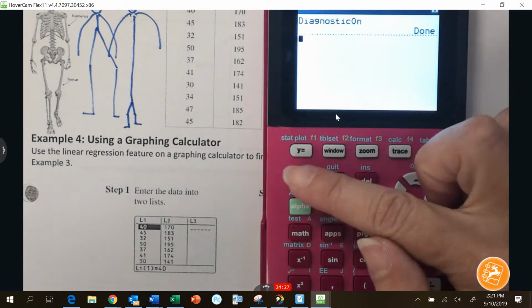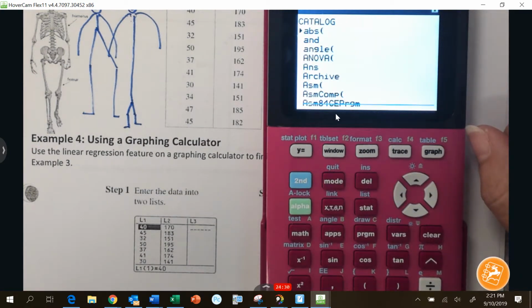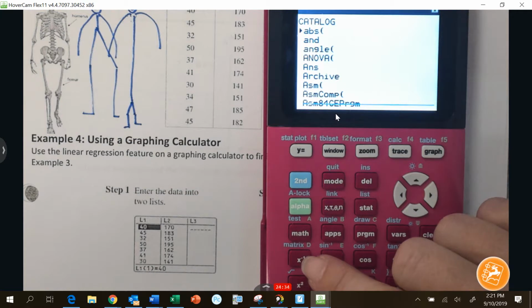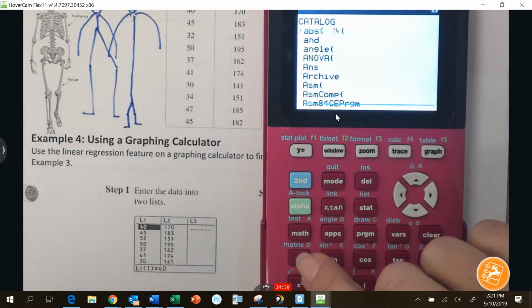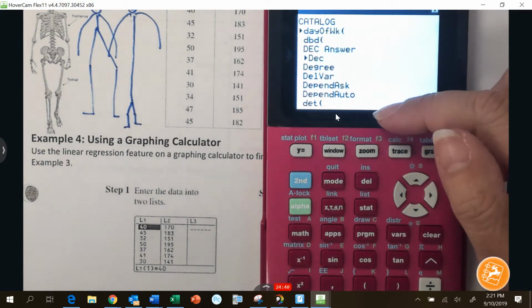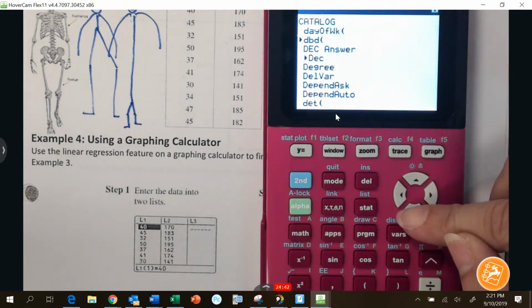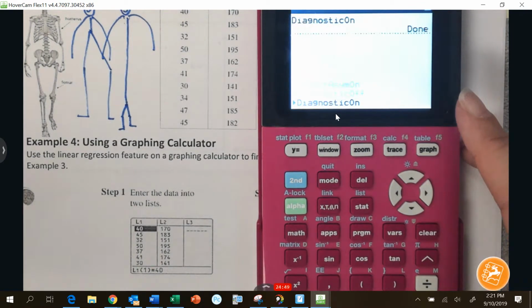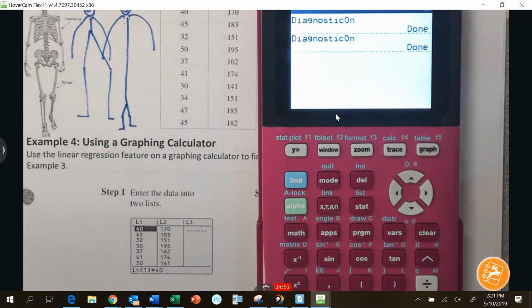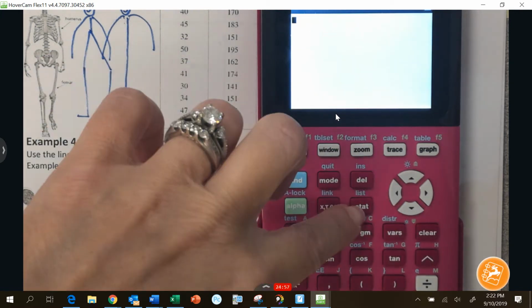Yep. Second catalog, which is 0. And then you're going to hit the button that has a D above it, which is x to the -1 power under the math button. And it'll just jump to the D's. And then arrow down until you find diagnostic on. You enter, and then you enter. And it says done. Keep pressing enter.